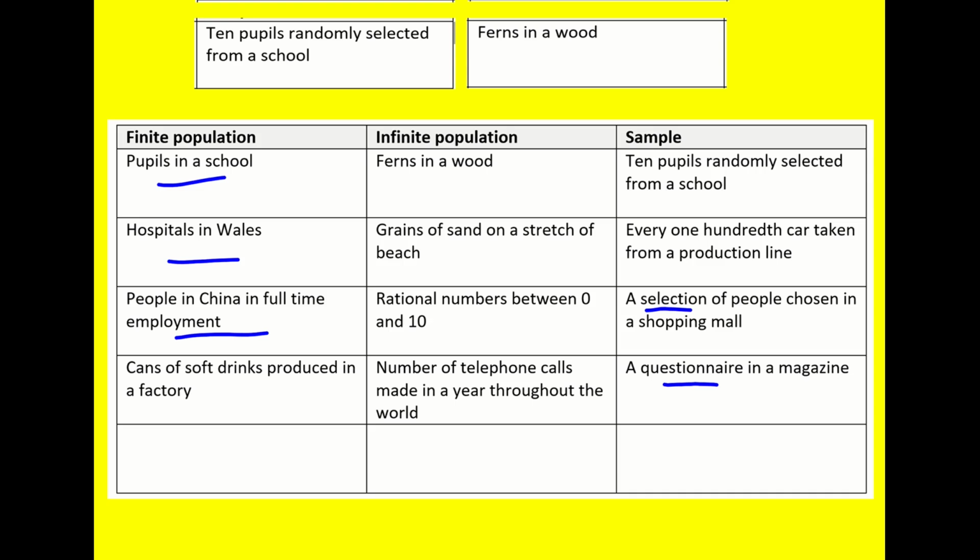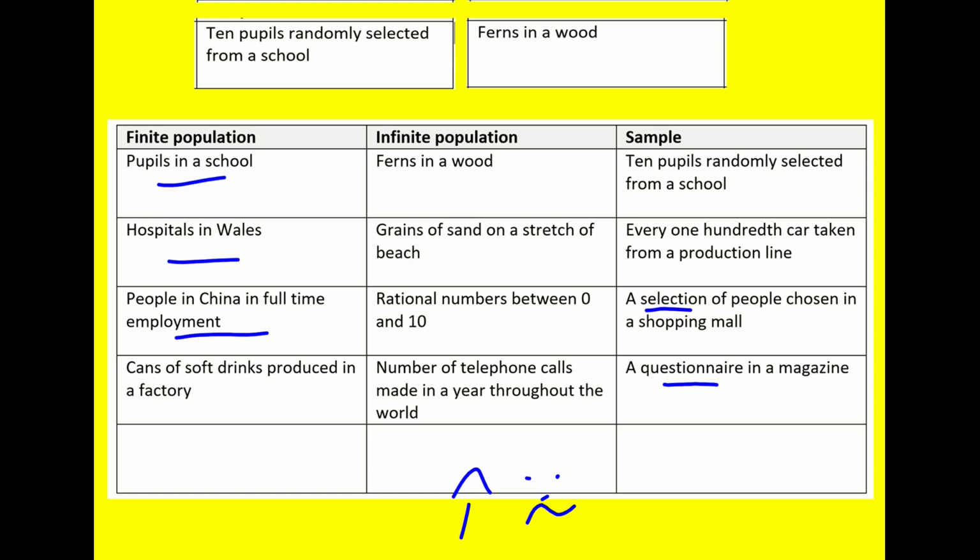Infinite population. Now this might get you being like, no, I'm not happy with that. But ferns in a wood, okay, it's going to be very, very difficult to look at every single fern in a wood. You might argue that it is manageable, just like it would be to ask everyone in China, but I think it's definitely more challenging, to be honest. Grains of sand on a beach, okay, how can you look at every single grain of sand on a beach? You can't, can you? Rational numbers between 0 and 10, this is actually one that is infinite.